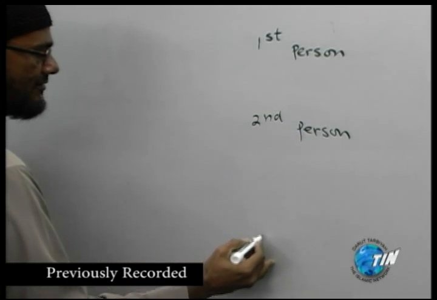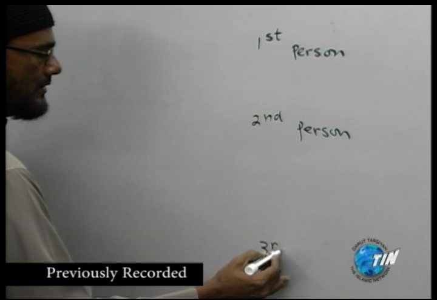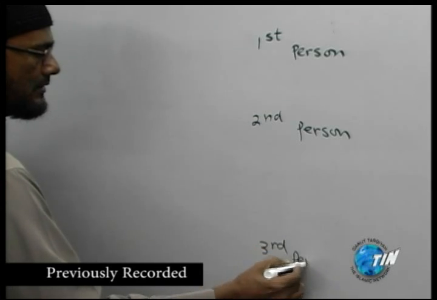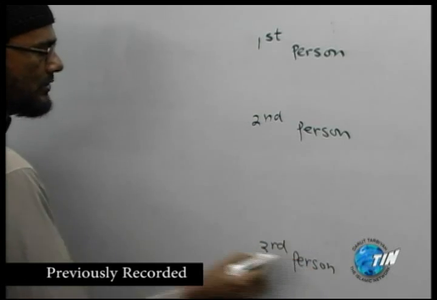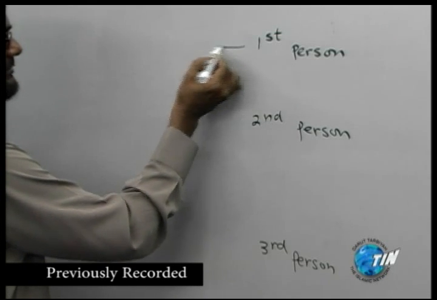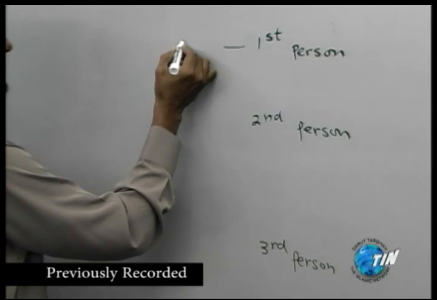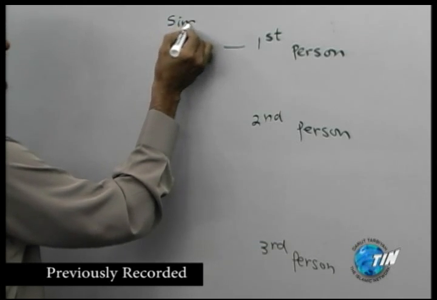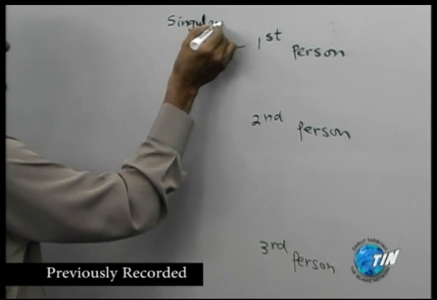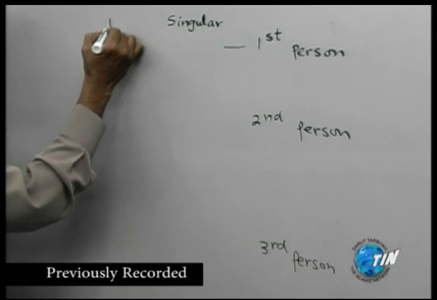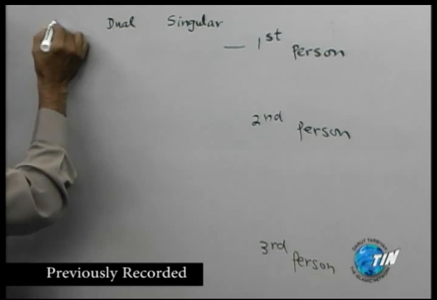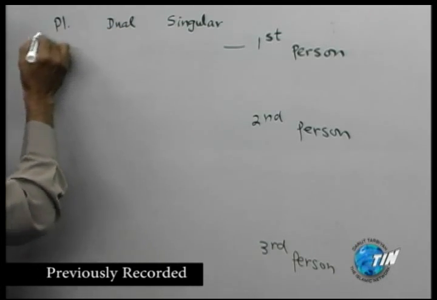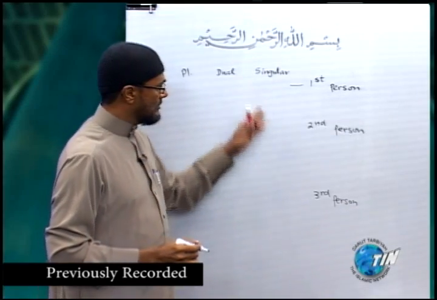Okay, and then you will have the third person. This is the proper way we should learn it. For the first person, you could have the singular, and you have the dual, and we have plural. All right? And now we will talk about each one of them.